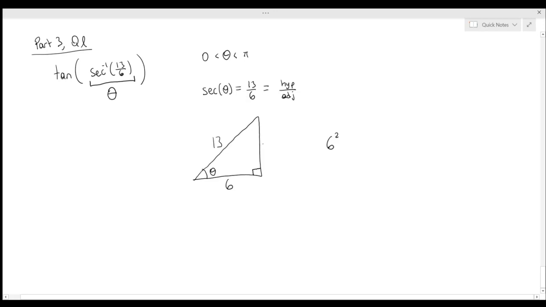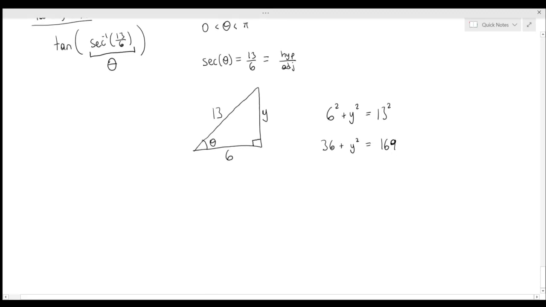Okay, so let me call this, I don't want to use B because my B might look like a 6, so I'm just going to call this y. Okay, so if I use the Pythagorean theorem, 6 squared plus y squared should equal 13 squared. So 6 squared is 36, and 13 squared is 169. So if I subtract 36 from both sides, it's going to give me 133. So then for the length of the opposite edge, it should be square root of 133.